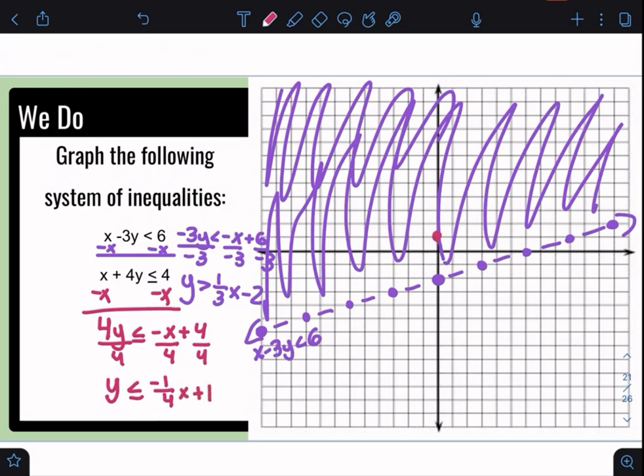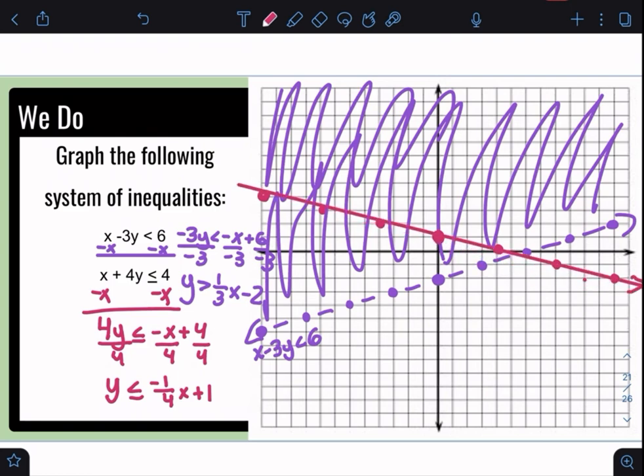Alright, plus 1 means we start at 1, and then negative 1 means we go down 1 to the right 4. Down 1, 1, 2, 3, 4. Down 1, 1, 2, 3, 4. No, up 1 to the left 4, 1, 2, 3, 4. Up 1, 1, 2, 3, 4. Alright, that is less than or equal to, so we are going to connect the points with a solid line.